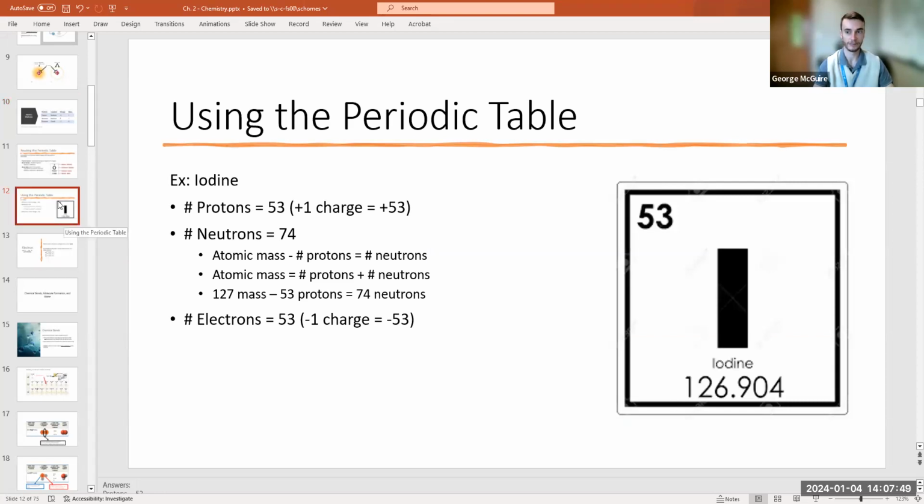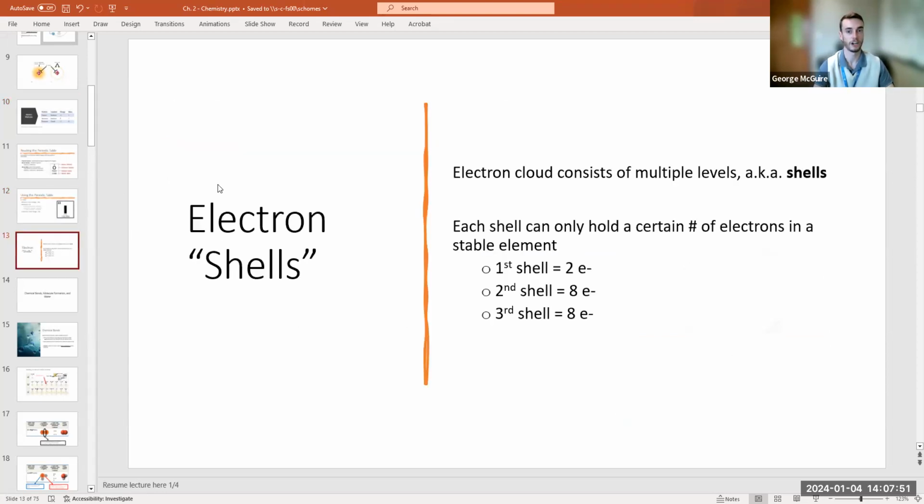So electrons are what we're going to be spending most of our time talking about. Because the electrons in an atom are what are going to determine and be utilized in order to make bonds with other atoms or with other elements. And so we refer to the location of these electrons as clouds or shells. You could use either of those words, so an electron cloud or an electron shell.